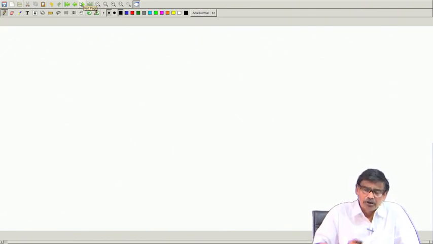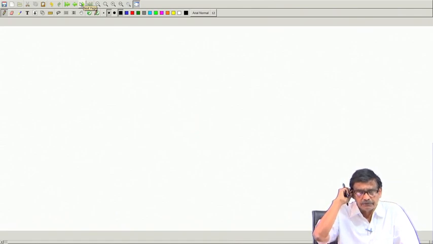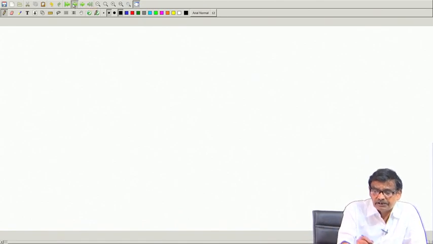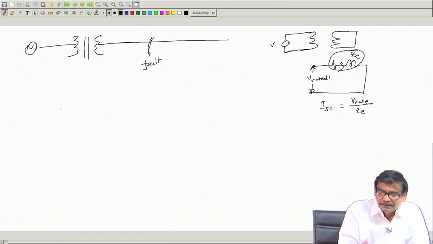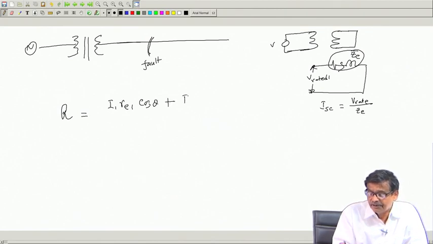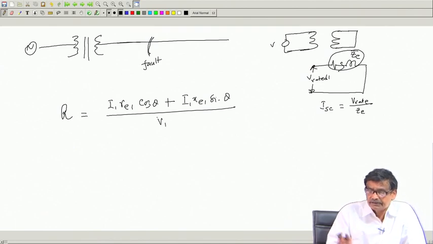Now, solve a lot of problems as I told you, from open circuit and short circuit tests, then efficiency of a transformer and how to calculate regulation. But the last word about regulation I must tell you: if you look at the regulation formula, it was nothing but I1 Re1 cos theta plus I1 Xe1 sin theta, in terms of the primary side, divided by V1, the rated voltage.